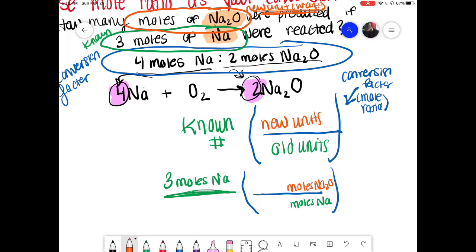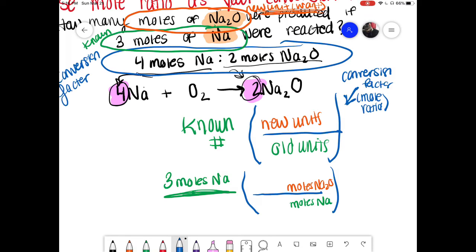Moles of Na2O on the top because that's what we want our answer to be in. And then moles of Na on the bottom because that's the unit that they give us to start with. So once we know where our new units and our old units are going to go, we can go ahead and put those numbers in. So like I said earlier, our mole ratio is going to be our conversion factor. And so we're going to put those numbers for our mole ratio in those parentheses.